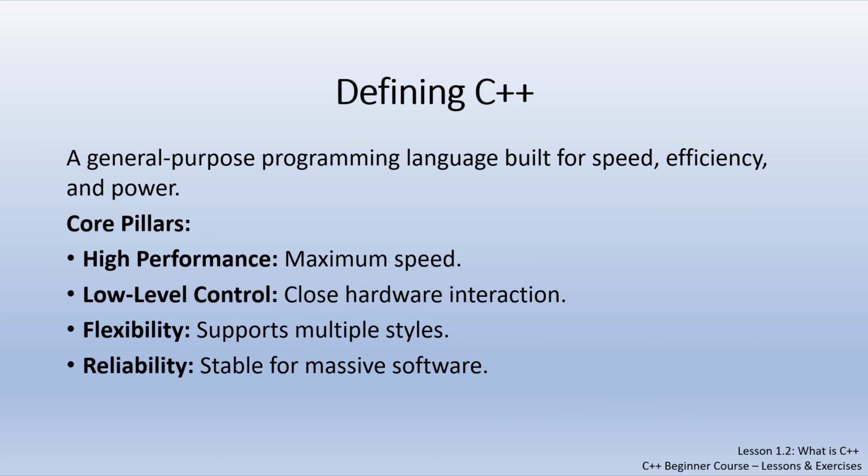So, what is C++? It is a general-purpose programming language used to build fast, efficient, and powerful software. It is famous for high performance, low-level control, flexibility, and reliability. C++ allows you to write programs that run extremely fast and interact closely with the computer's hardware. At the same time, it supports high-level features that make large applications easier to build. In simple terms, C++ gives you the power of a low-level language with the convenience of a high-level one.